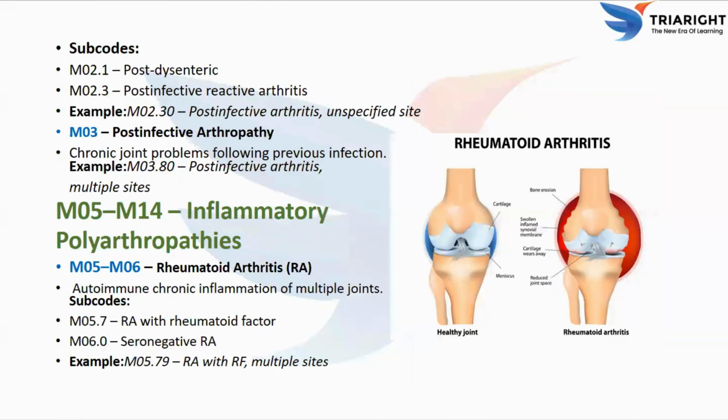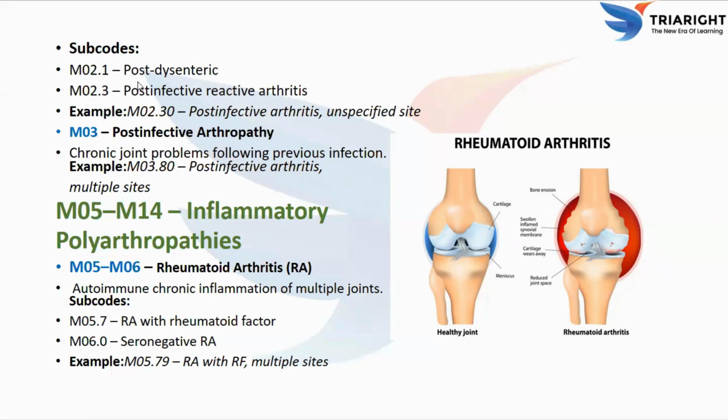So next, coming to the M02 subcodes. So M02, let's break this slide into two main sections, post-infective and reactive arthritis, M02 to M03. So M02 is reactive arthropathy. Reactive arthropathy occurs after an infection elsewhere in the body, but the joint itself is not infected. So how are the subcodes classified now?